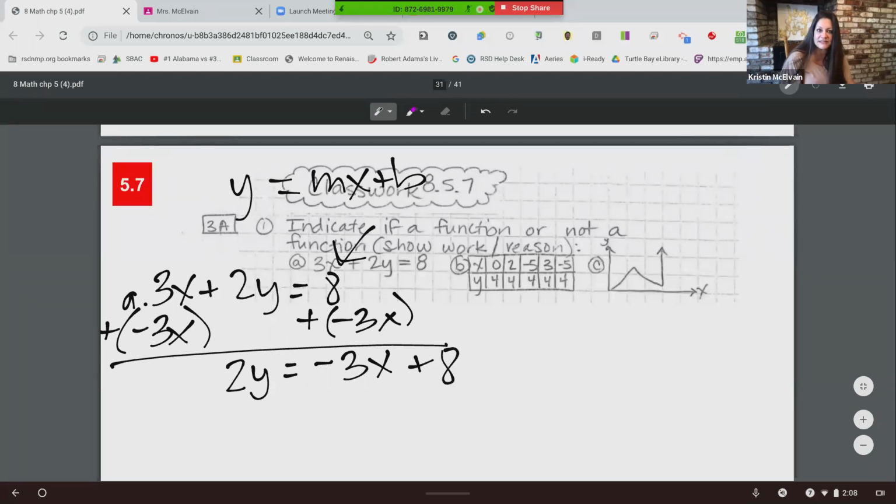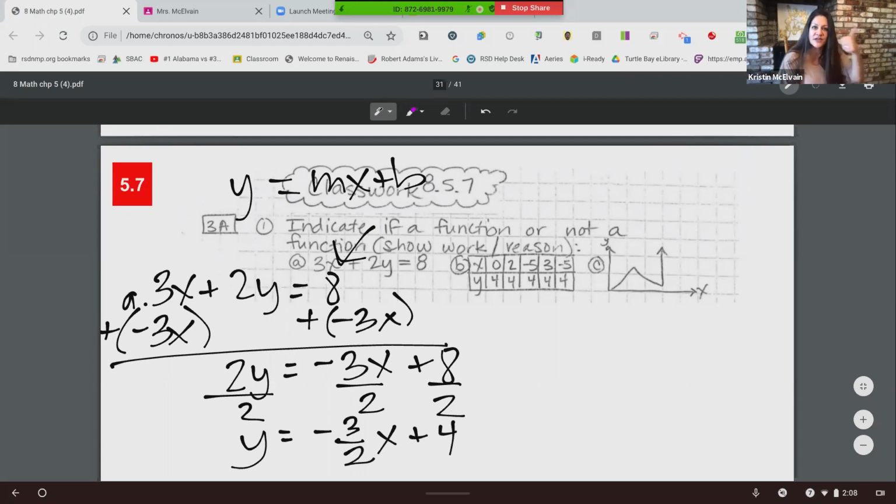And now to get y by itself, it's 2 times y. So the opposite of multiplication is division. So we'll divide each thing by 2. That gives us y equals negative 3/2 x plus 4. So yes, it is a function because we can put it into slope-intercept form. So A is function. Yes, function.